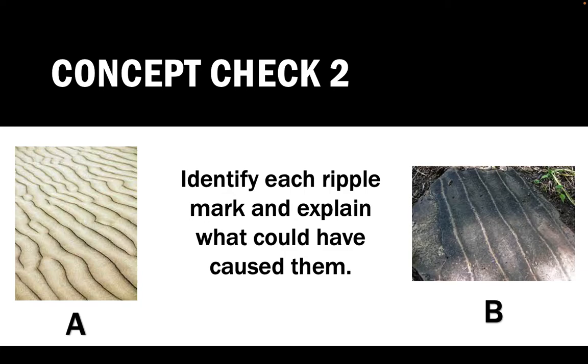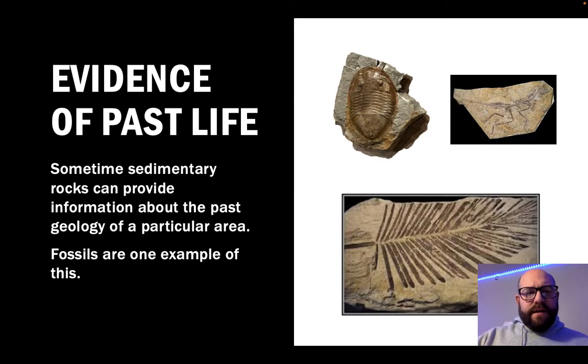Evidence of past life. Sometimes sedimentary rocks can provide information about the past geology of a particular area. Fossils are one example of this. Probably one of the best known features of sedimentary rocks are fossils. Fossils are preserved remains, impressions, or any other evidence of once living organisms. It happens when an organism is buried before it decomposes and remains undisturbed and becomes fossilized in rock. It's noteworthy to mention that most fossils are found in sedimentary rocks. However, there have been some found in fine-grained metamorphic rocks.